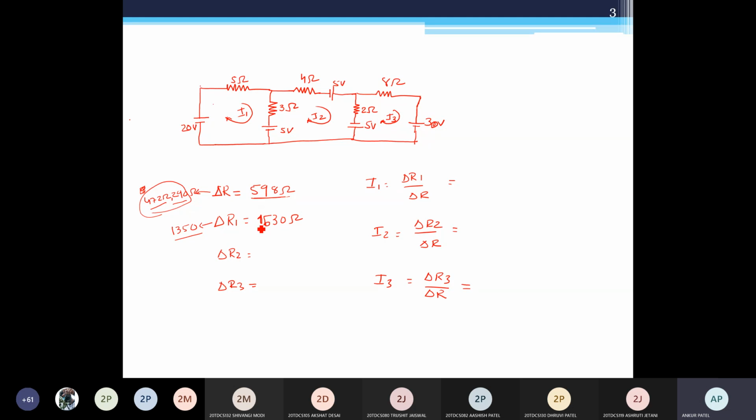Remaining ones, what are you getting for delta R1? Sir, 1530. Please check this answer. Those who replied this, please check. Are you getting 1530 or 1350? Remaining ones, are you getting this answer? This one is correct, 1350. Yes, sir. Okay, tell me delta R2.